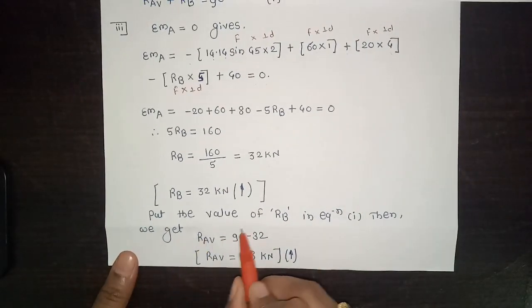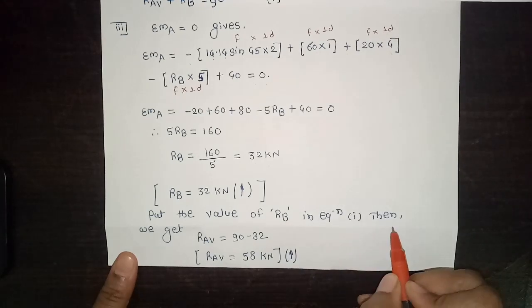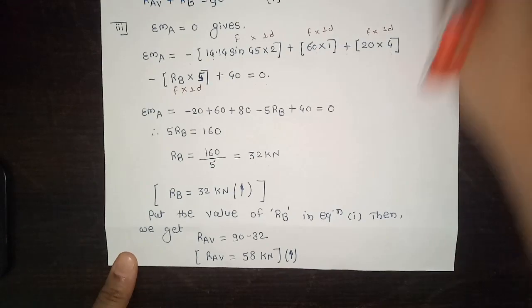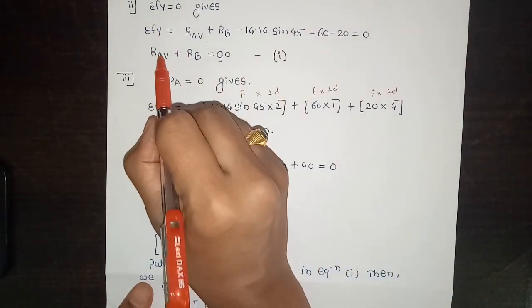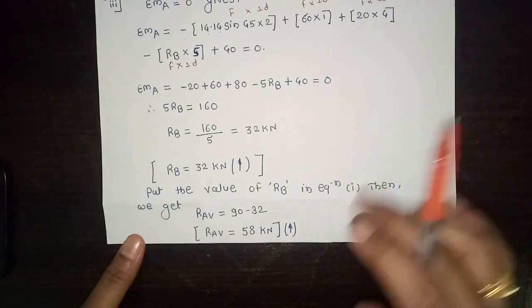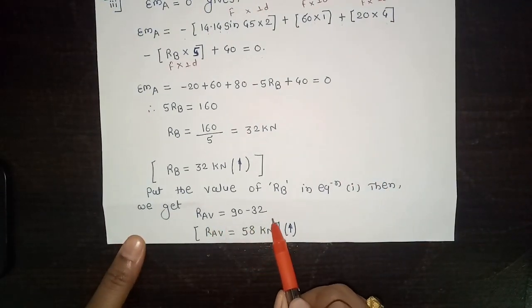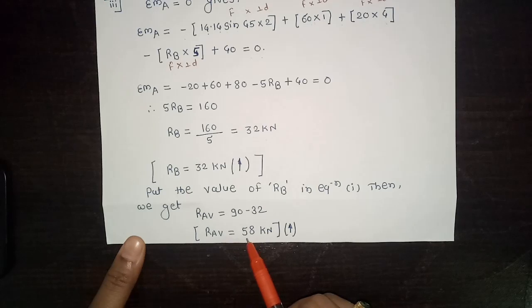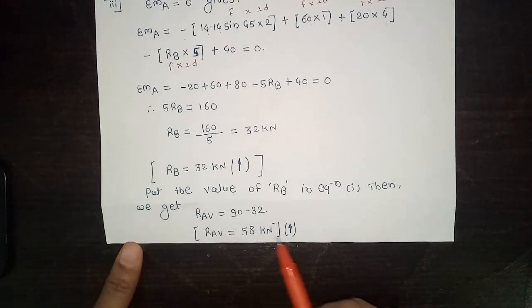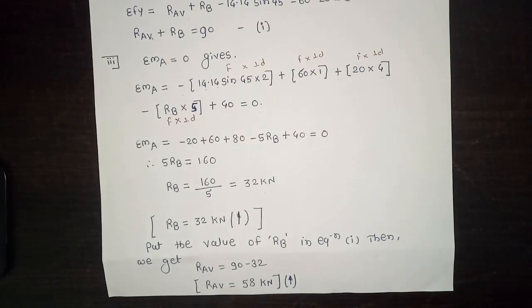Then put the value of RB in equation 1, then we get RAV. In equation 1, RAV is equal to 90 minus 32. Then we get RAV is equal to 58 kilonewton, right? So this is the second step.